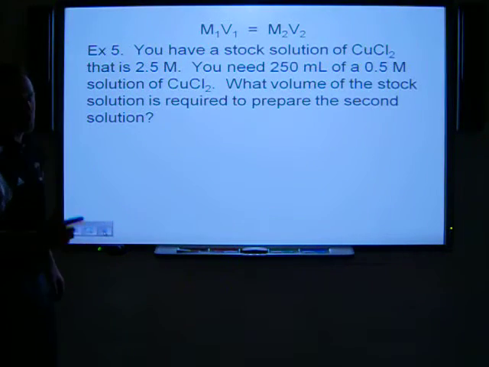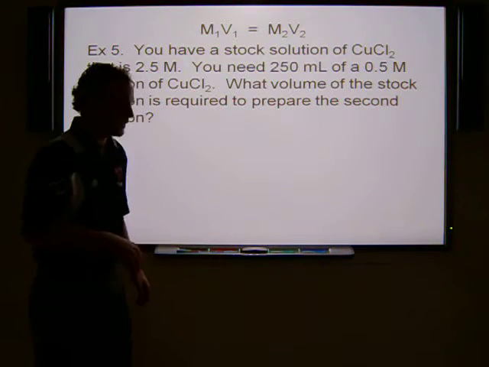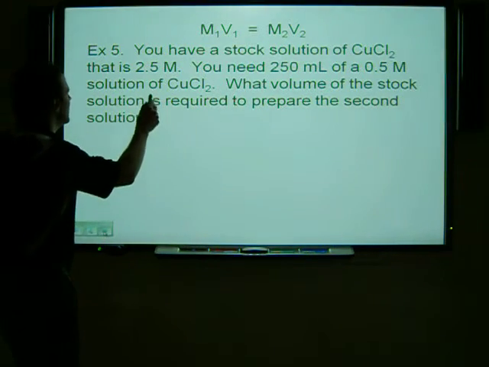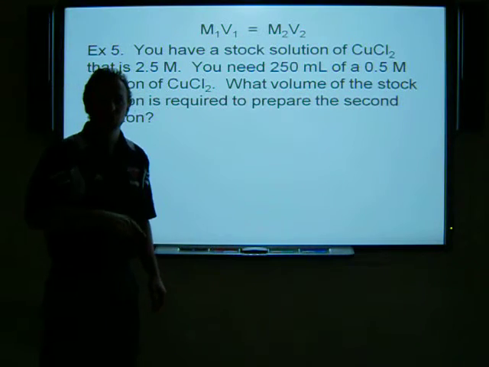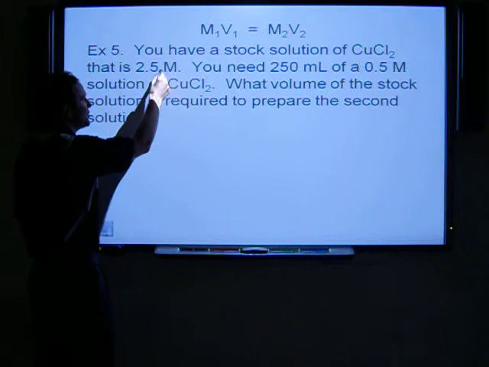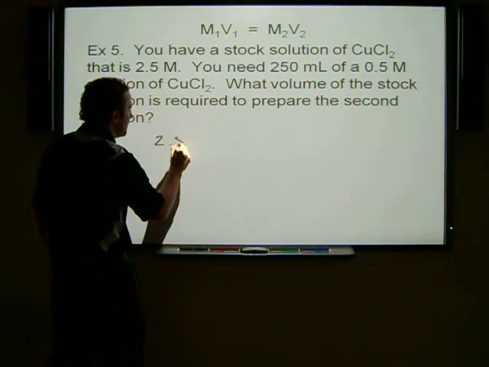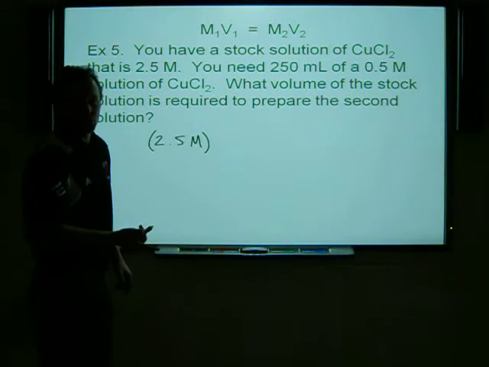As always, I want you to label everything. I want you to figure out what's the unknown, what you were given, and then figure out where to plug things in. So, step 1. In this case, what do I know? I know that 2.5 molar was the stock solution, and we're always going to assume that the stock solution is number 1. So in this case, there's my concentration, and that will just plug into M1. So the first thing is 2.5 molar for stock solution number 1.